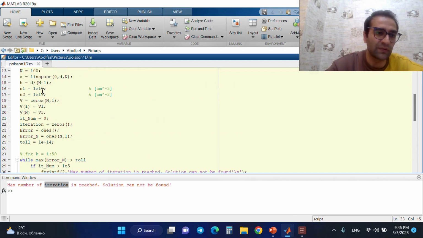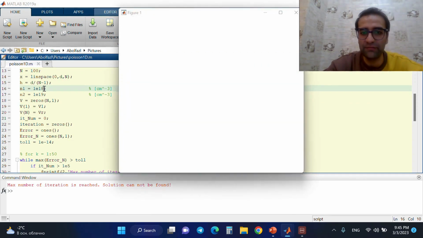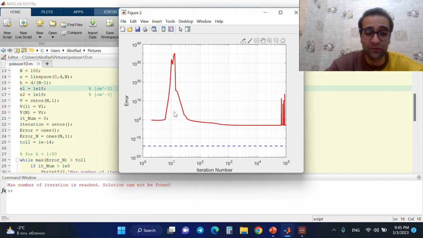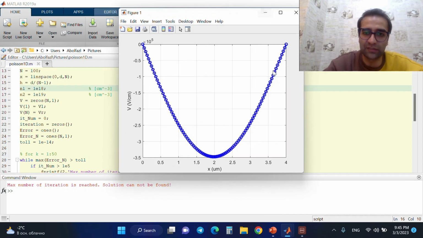And I can show you when we increase the n1 number to 1e18, pressing F5. You see, this is the convergence. You see very strong divergence initially, but it tries to converge, but finally, again, an oscillation started here without any convergence, and here is our desired level for the tolerance. And if we look at the potential, this potential also is wrong. Why? Because we do not have convergence of the problem.